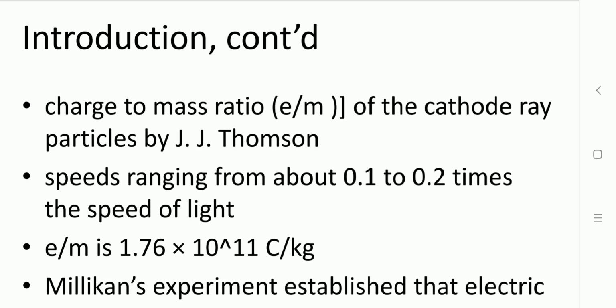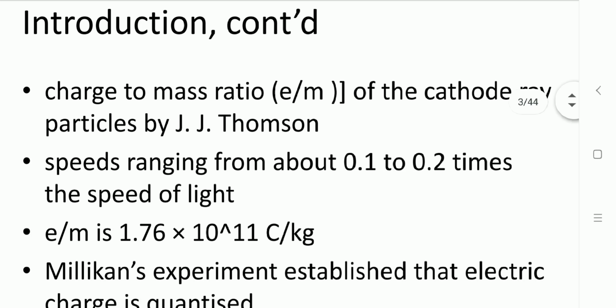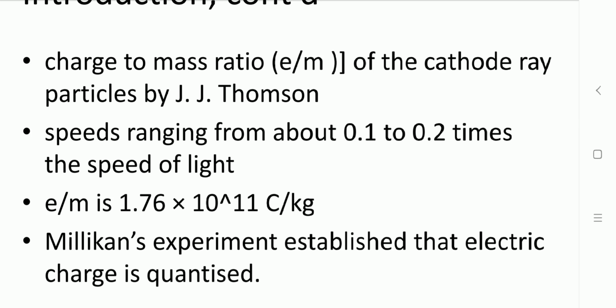Now, J.J. Thomson measured the charge to mass ratio, the specific charge, by applying an electric field and a magnetic field perpendicular to each other along the discharge tube. Within that discharge tube, the speed of these charges is about 0.1 to 0.2 times the speed of light, and the e by m ratio is measured as 1.76 into 10 raised to 11 coulomb per kilogram. This e by m ratio is independent of the material and of the gas introduced in the tube.